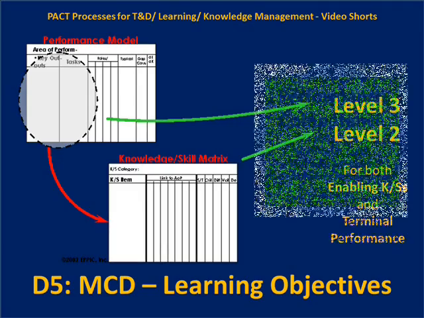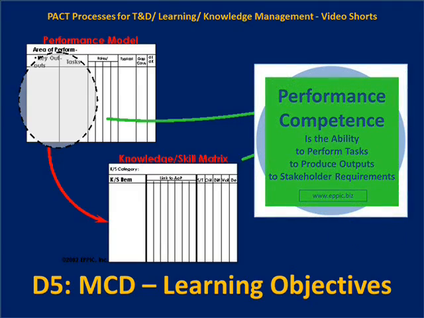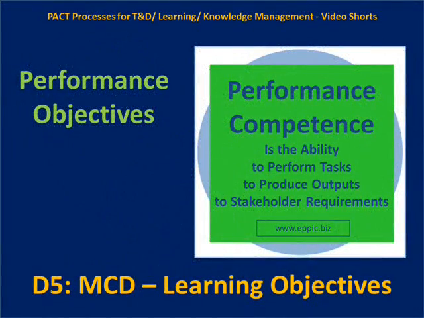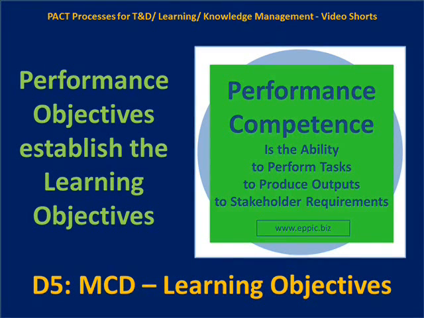This is all about performance competence. Performance competence is the ability to perform tasks to produce outputs to stakeholder requirements. Those are the performance objectives, and they help establish the learning objectives to make sure that they are aligned, complete, accurate, and appropriate.